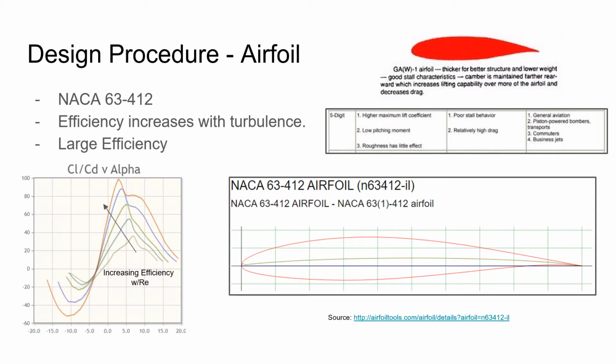We decided to choose a 5-digit airfoil, the NACA 63-412. We found the efficiency increased with turbulence, which is very important for us. At our altitude and speed, we're looking at a very high Reynolds number due to the high amount of turbulence. We need a large efficiency for this as well, and we found that this airfoil provided that because the efficiency increased with the Reynolds number.